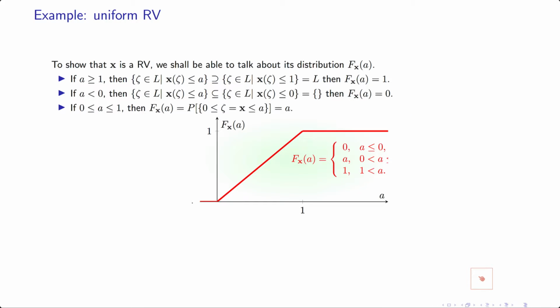So if you plot it, the CDF will become 0, 1, and here you have a unitary slope. And then we call this a standard uniform distribution, standard uniform CDF, cumulative distribution function.